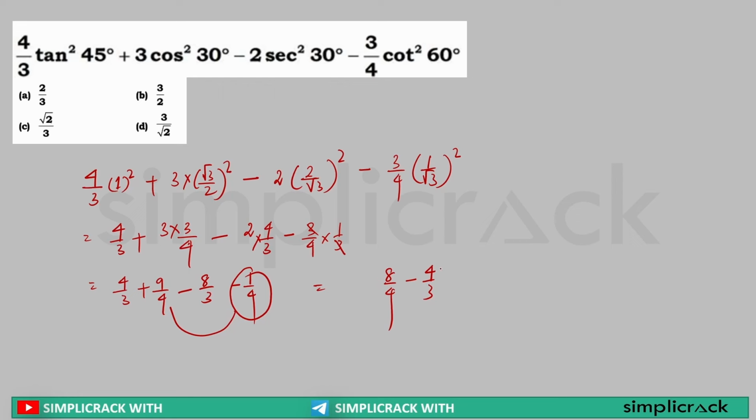8 by 4 minus 4 by 3. 4 and 3 give 12, because they are co-primes. 3 here gives 24, 4 here gives 16. 24 minus 16 is equal to 8 by 12. 2 4s are 8, my bad. 4 3s are 12. So the answer is 2 by 3. That is option A. Clear?